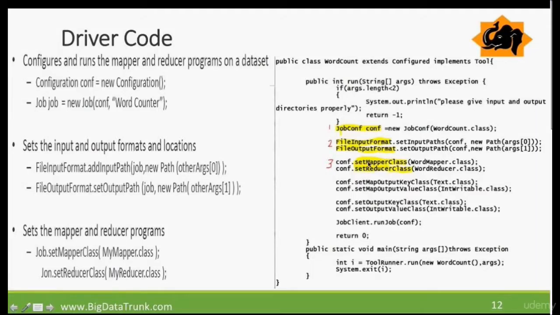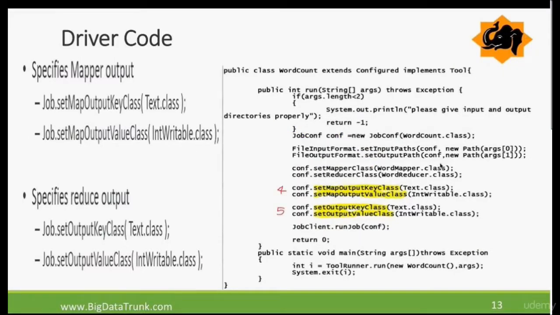Here is the one where we are tying all these pieces together. Remember the word mapper program, where I could have written out anything. I could have written big data trunk mapper, big data trunk reducer, anything. But those names have to be exactly the same here. This is where the pieces are being tied together.